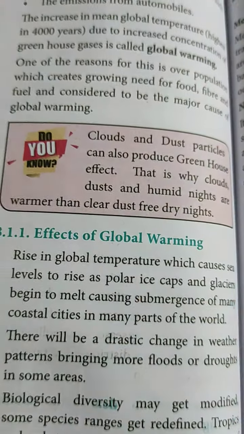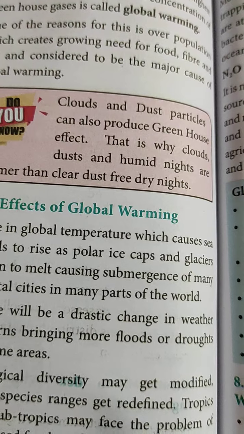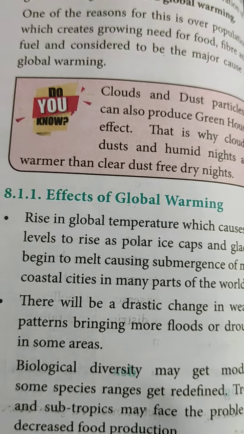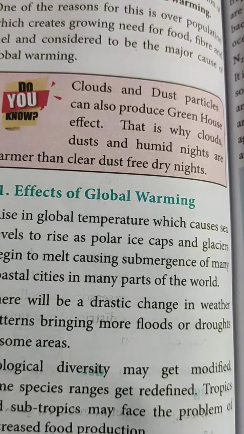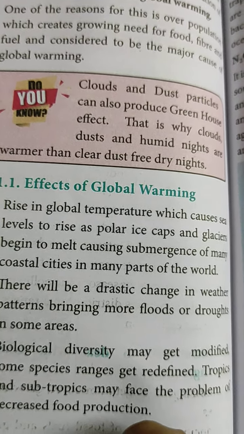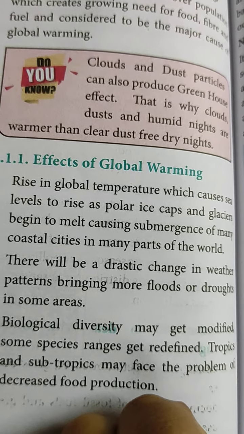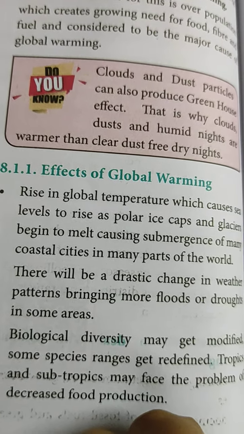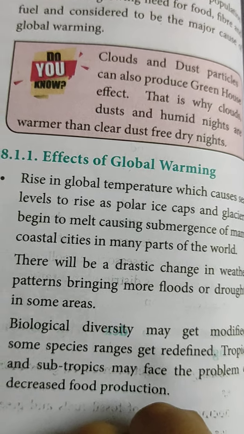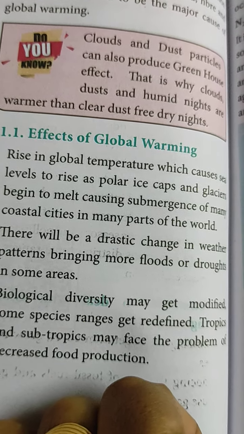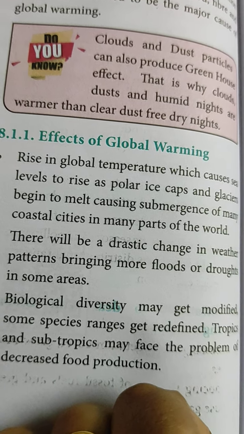Rise in global temperature causes the sea levels to rise as polar ice caps and glaciers begin to melt, causing submergence, which means many coastal areas will go under the ocean water, sea water, submergence of many coastal cities in many parts of the world. Number two, there will be a drastic change in weather patterns, bringing more floods or droughts in some areas.